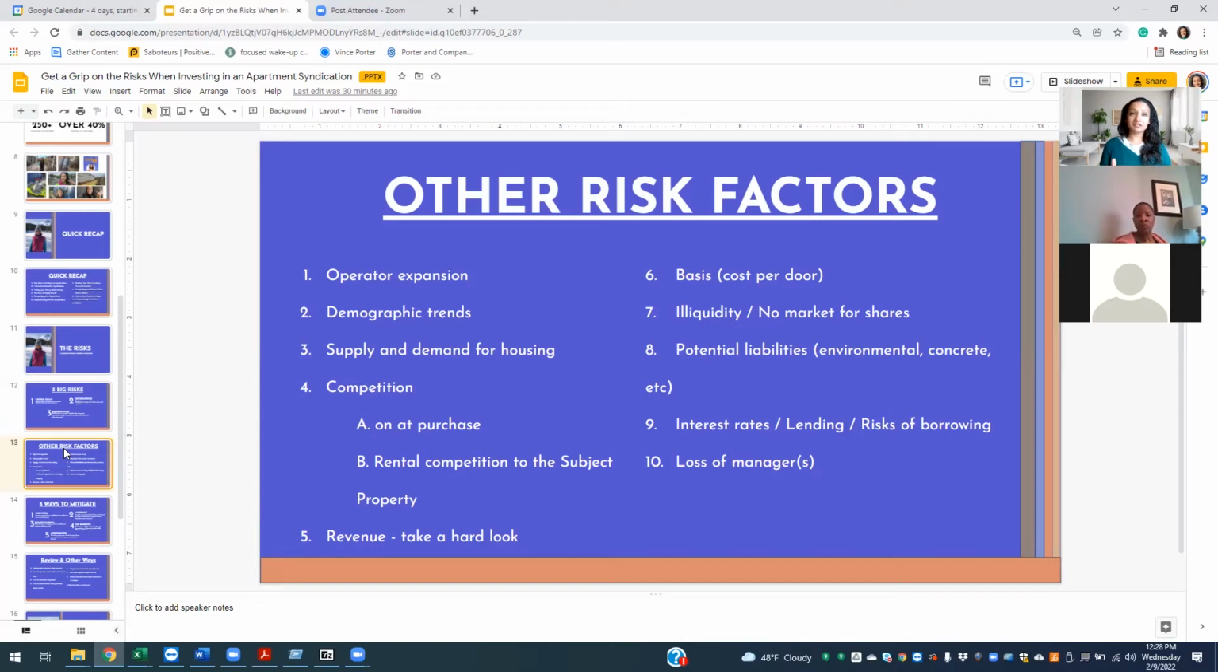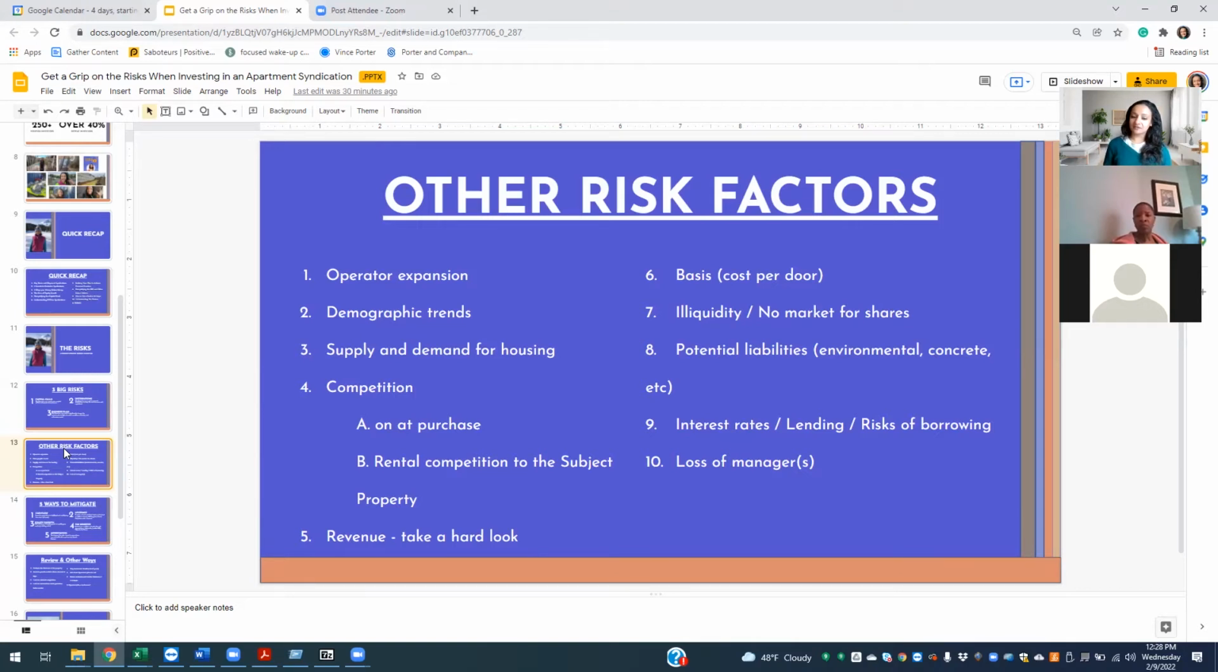Understanding that gives us comfort that those particular townhomes don't pose a threat to us because they're serving a different market, and because of other factors like population growth and job growth.